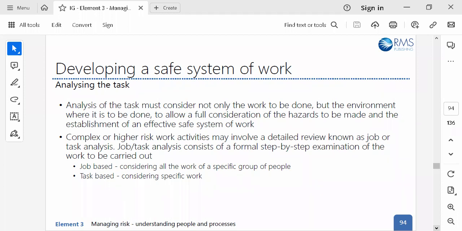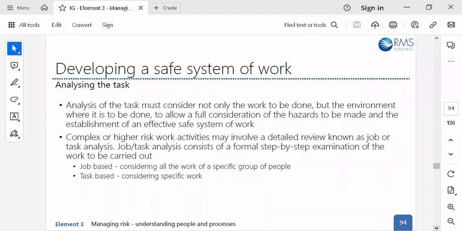Job-based considers all the work of a specific group of people. Task-based considers specific work. And the task analysis is what we will do. First of all, we will select the task. Then we will break down the task into small components.